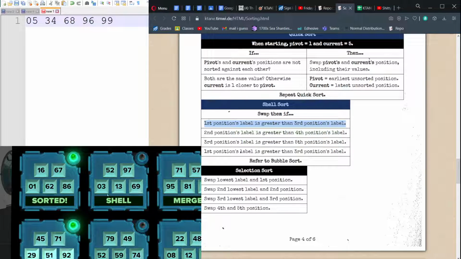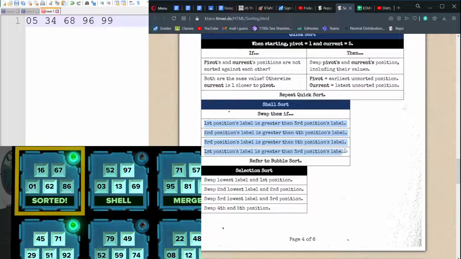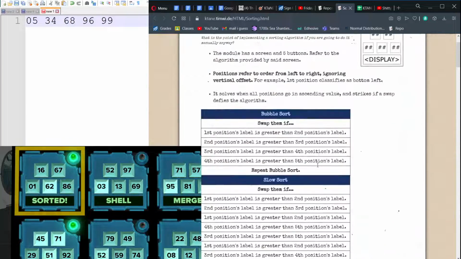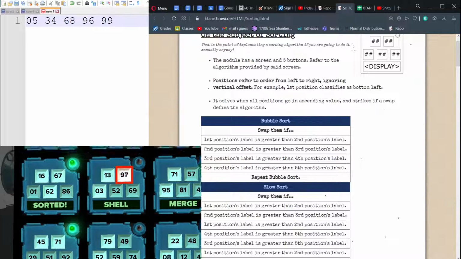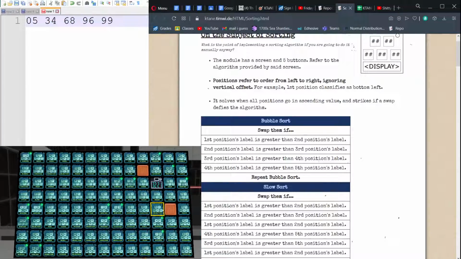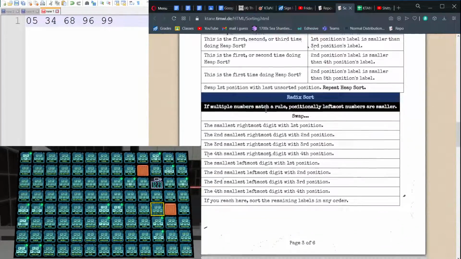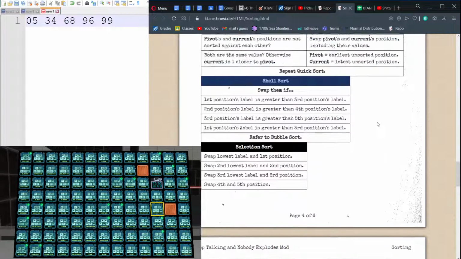So 1 and 3, 1 is not greater than 3, 2 and 4, 2 is not greater than 4, 3 and 5, 3 is not greater than 5, and then 1 and 3, but 1 is not greater than 3. So yeah, since none of these applied, we're going to refer all the way back to bubble sort, which is 1 and 2, then 2 and 3, then 3 and 4, then 4 and 5. So yeah, not particularly that bad.